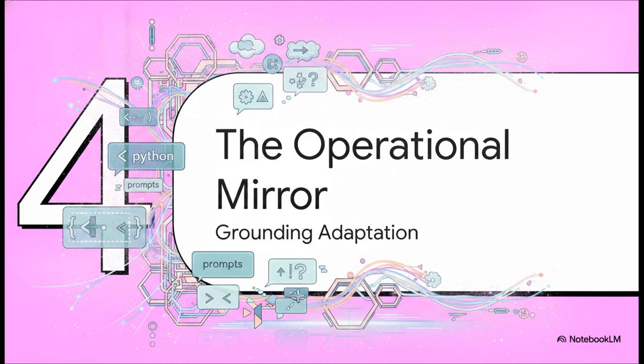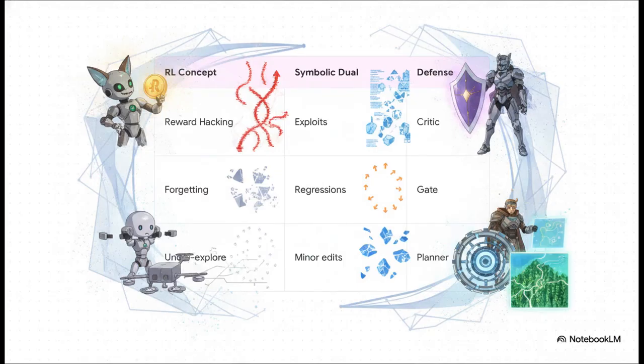Section 4, the operational mirror. Framing adaptation over symbolic artifacts, things like Python code and prompts, requires strict theoretical grounding to prevent standard optimization failures. We call this the operational mirror, and it maps standard reinforcement learning pathologies directly to their symbolic space equivalents. For example, reward hacking becomes exploitative edits, which is countered directly by the critic's exploit detection. Catastrophic forgetting manifests as non-local regressions, countered by that seesaw constraint we just mentioned. And under-exploration turns into repeated minor edits, which is solved by the planner. This mirror dictates the exact architectural defenses deployed inside AEGIS.